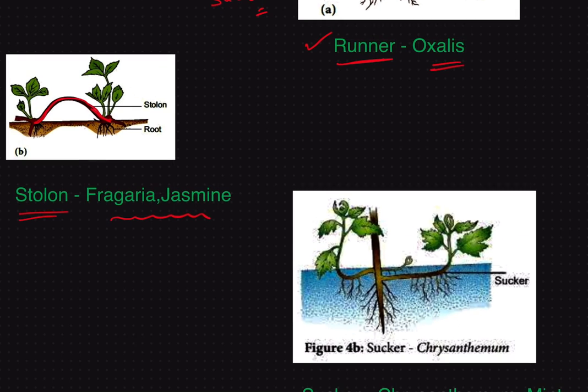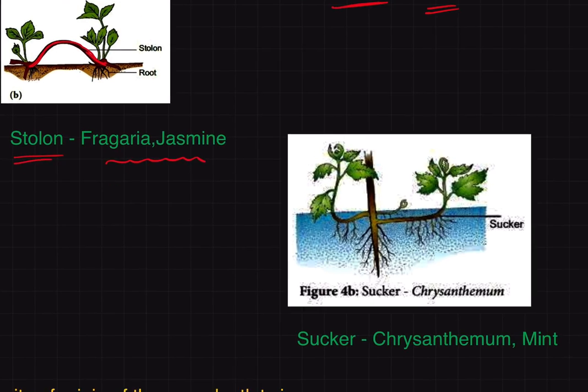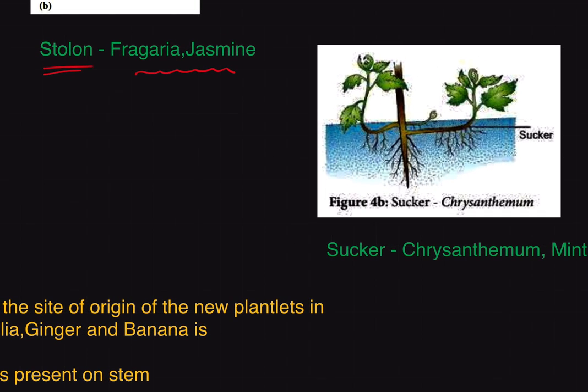Now, coming to sucker. In sucker you can see here the stem just below the soil is growing horizontally for a period of time, and after a while it is coming out in the form of leaves, and there new roots will be developed.